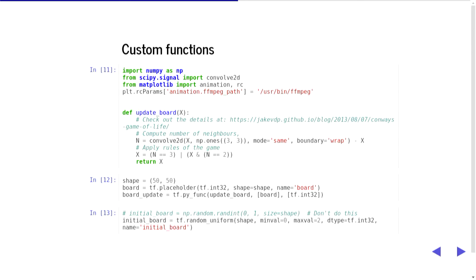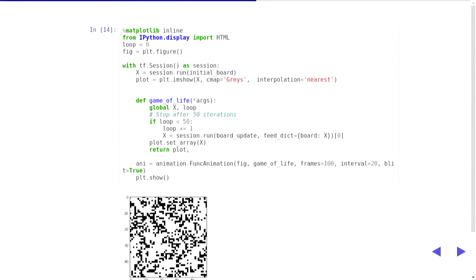We create an initial board, and TensorFlow has some random generators, so you don't need to create a NumPy random and then put it into TensorFlow. And then all the rest here is just running that cell and then doing a matplotlib animation. So I'll show you that.